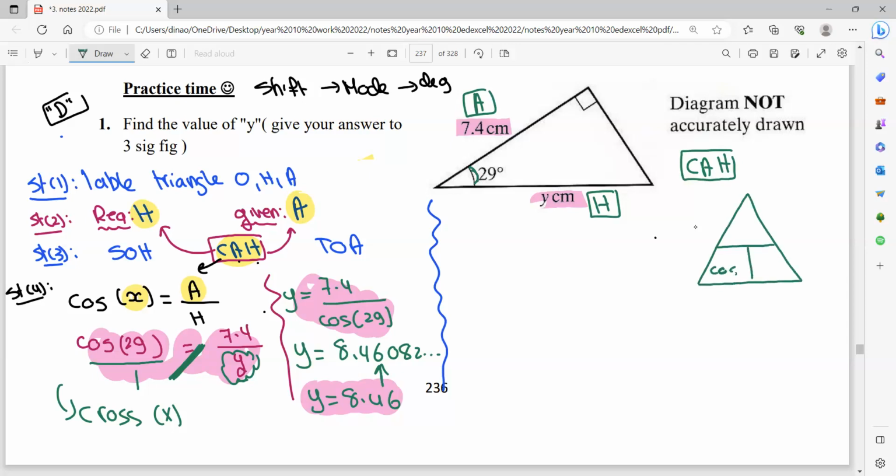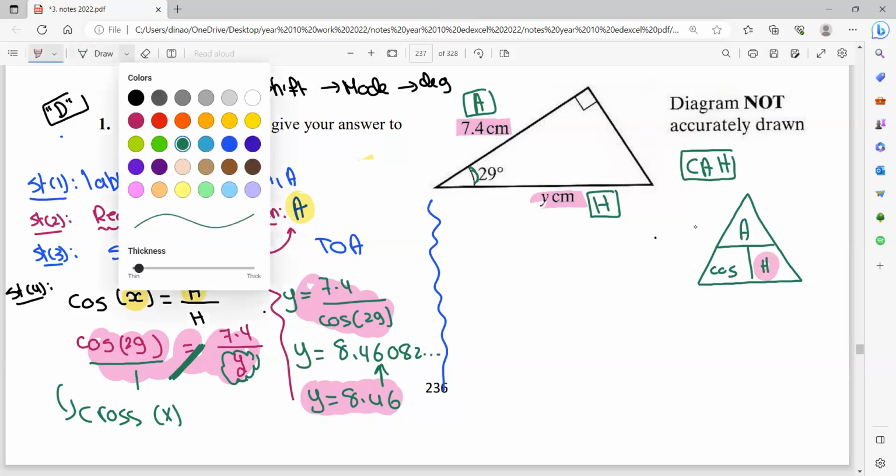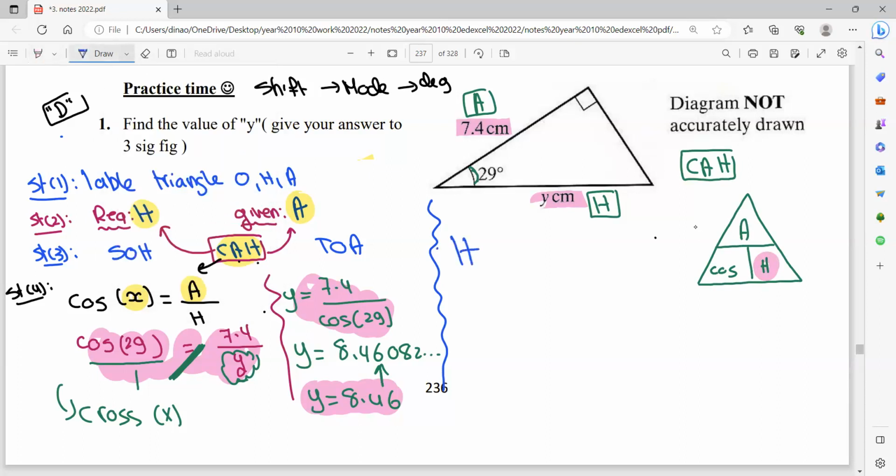The C goes here on top, above the A and below the H. The cosine is below, and then A over H, as you can see. What am I required to calculate? I am required to calculate the H, the hypotenuse. So how do I calculate the hypotenuse? I calculate the hypotenuse by adjacent over cosine. Adjacent over cosine. That's it.